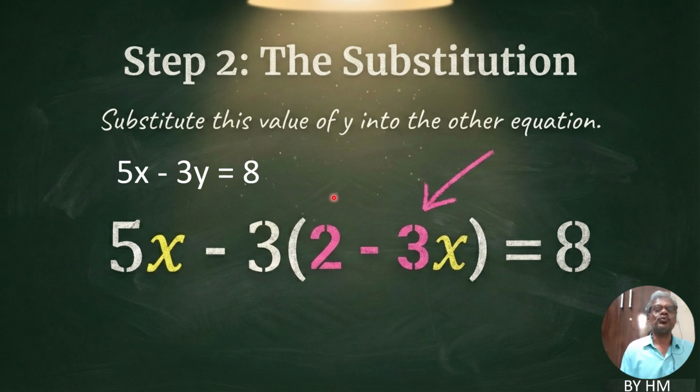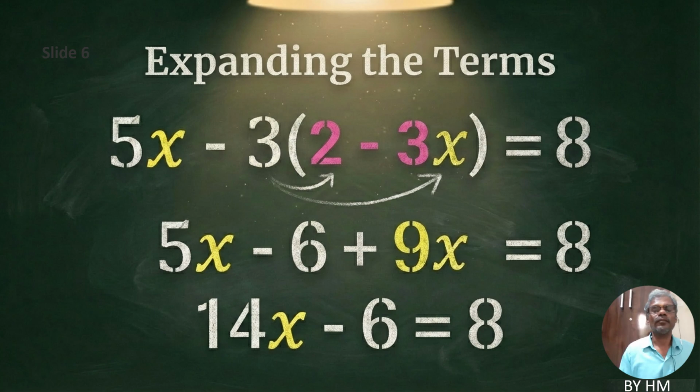Now, in step 2, we substitute the value of y in the other equation, that is equation 1, 5x minus 3y is equal to 8. 5x minus 3 into bracket 2 minus 3x is equal to 8. Expanding the terms, we get 5x minus 6 plus 9x is equal to 8.